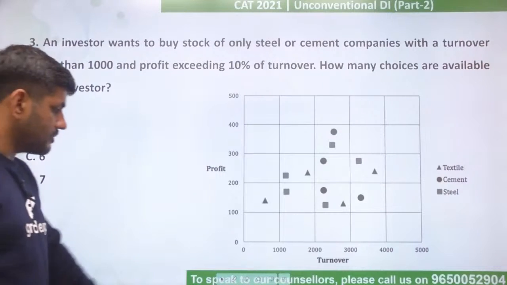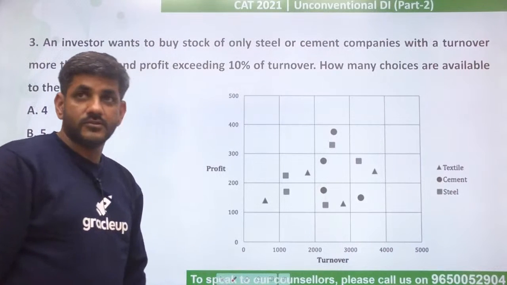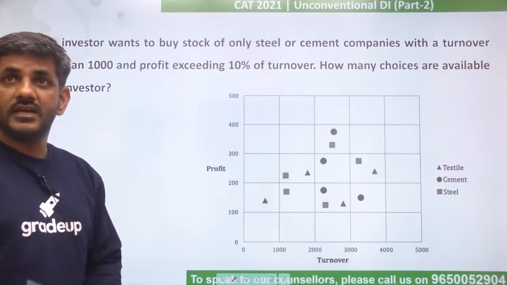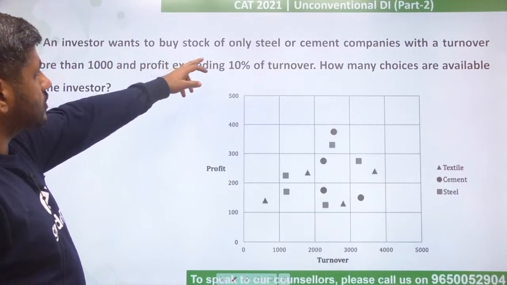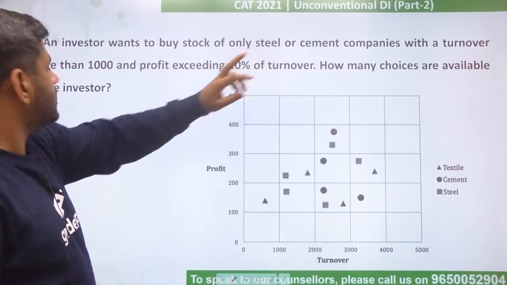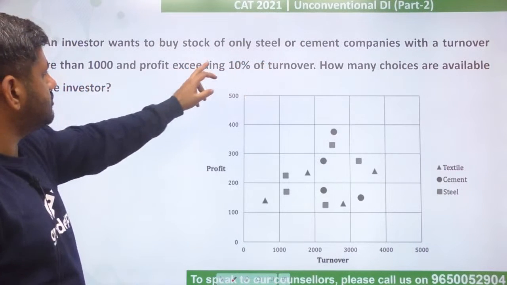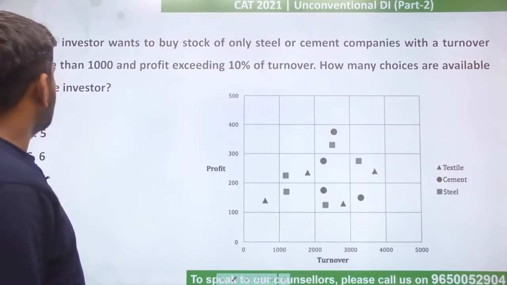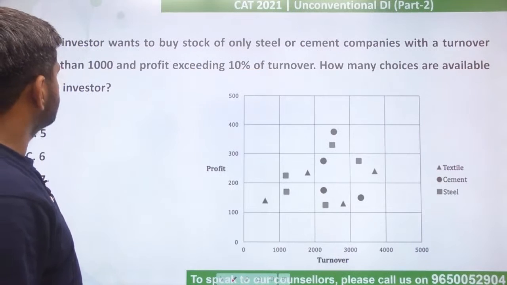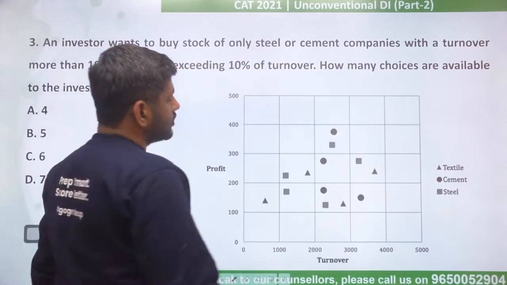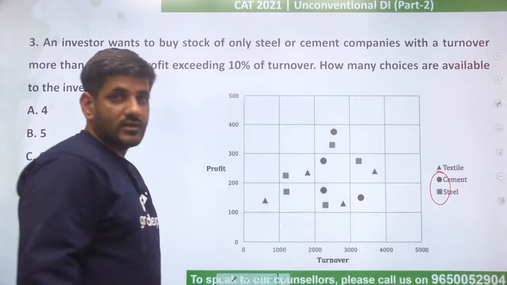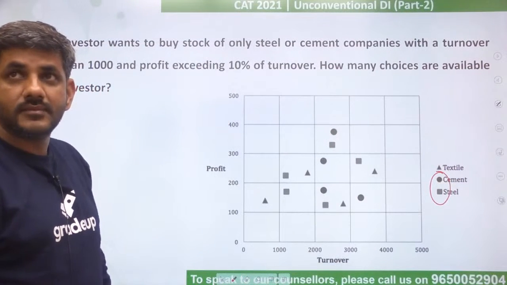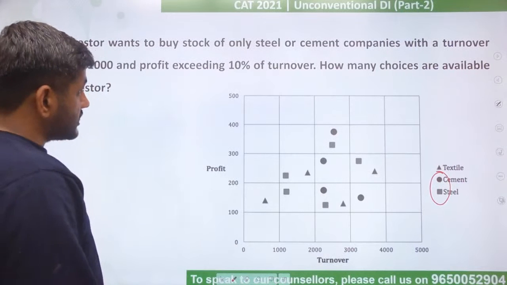Let us see what is the answer. Let's do it as fast as possible. Okay. G. Chaitanya is also saying 5. Let's check that. An investor wants to buy stock of only steel or cement companies with a turnover of this and profit exceeding 10%. How many choices are available to the investor? He wants to buy the stock of only steel or cement. Steel or cement means I am looking for only squares or circles. I am looking for squares or circles.